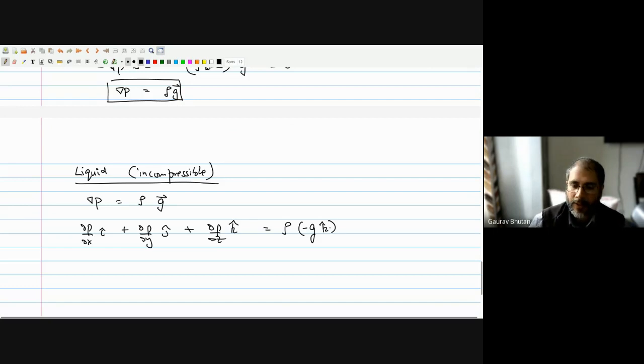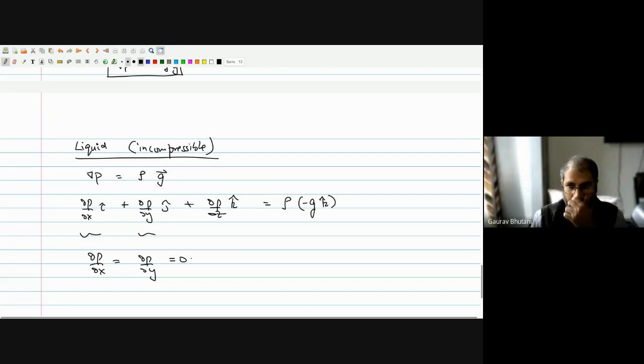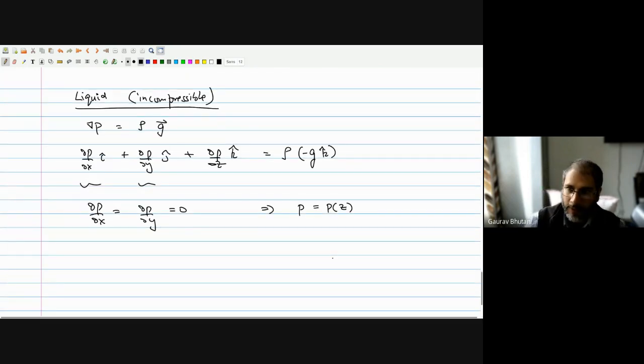So from this vector equation, we already know that these two are 0. So what this gives me is del P by del X is equal to del P by del Y is equal to 0. So that means my pressure cannot be a function of X and Y, because if it was a function of X and Y, then I will not get this 0. So this implies that pressure is only a function of Z. And we are getting something we already know. I mean, pressure only varies with height, but let's do that mathematically. So pressure is only a function of Z, that we get from this relation.